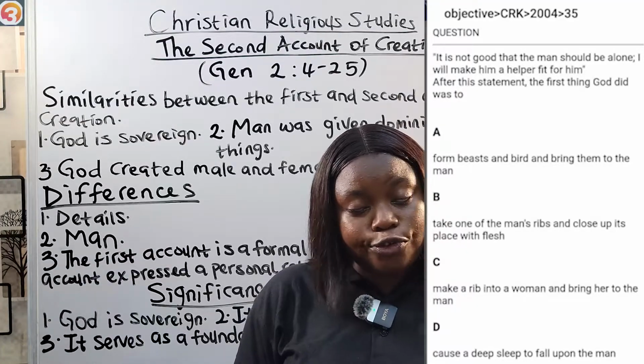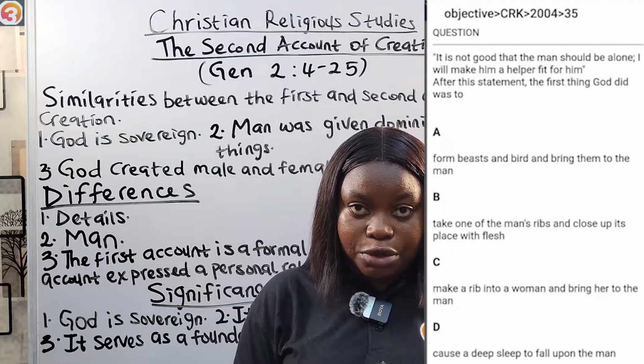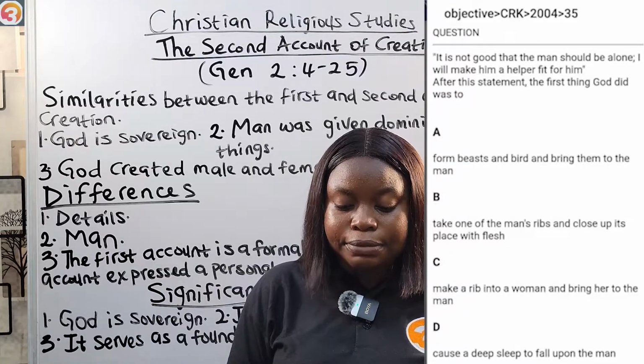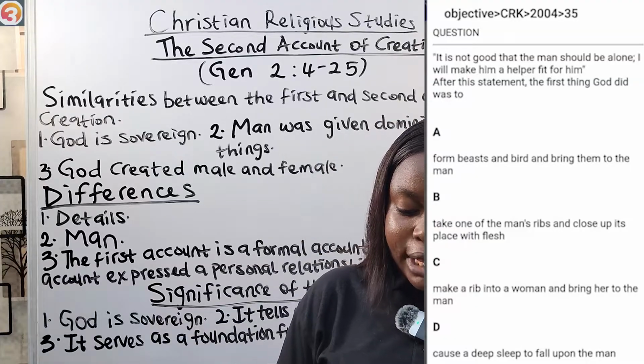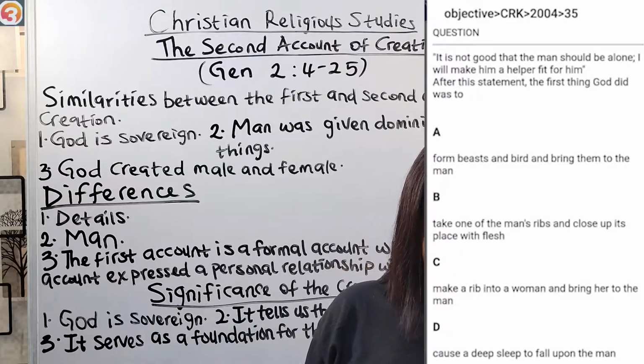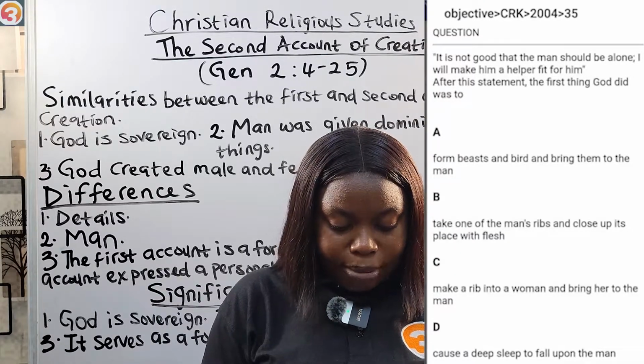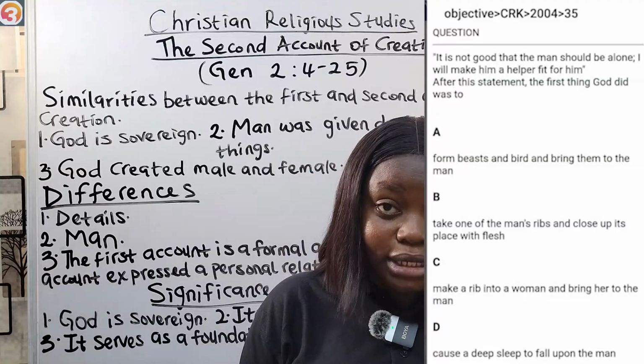This is a question from the second account of creation. Take note, all I did was to type it, second account of creation, and then questions that have been asked under this topic came out. So the answer is that God formed beasts and birds and brought them to man when he said it was not good for man to be alone. Here's another question.